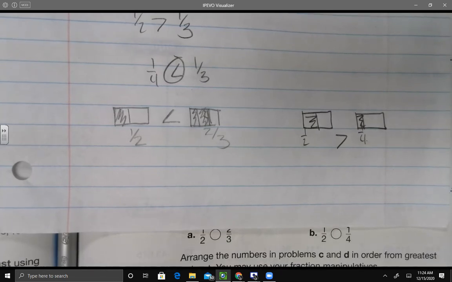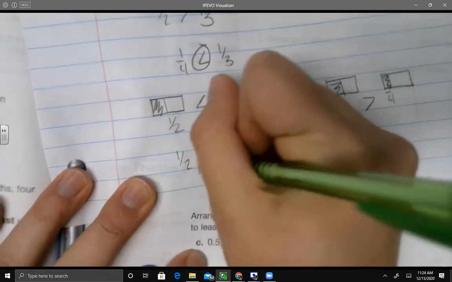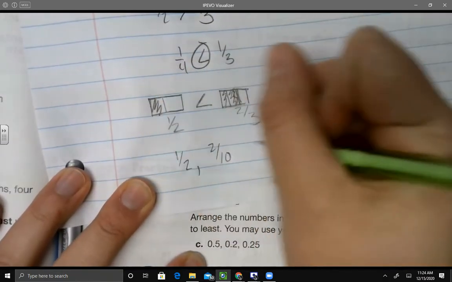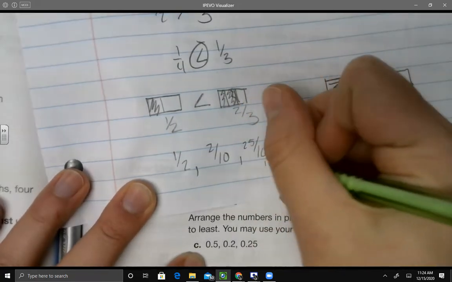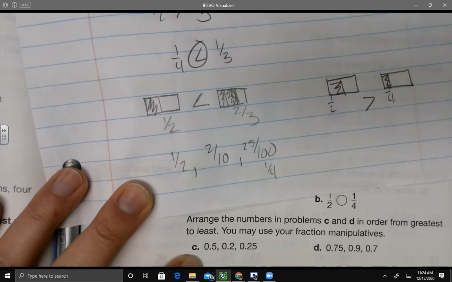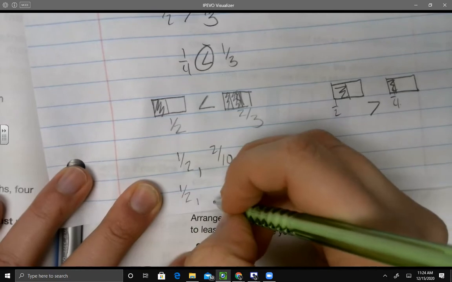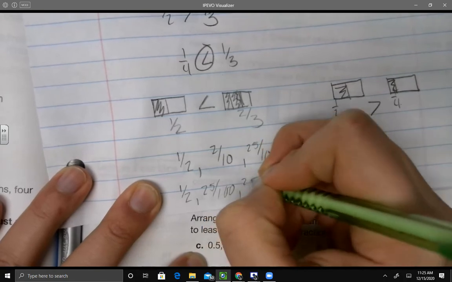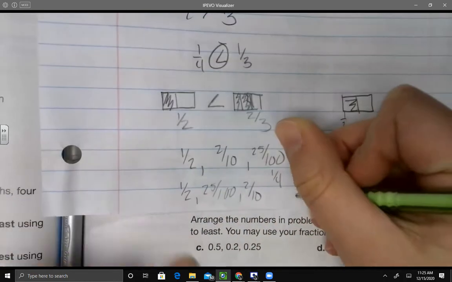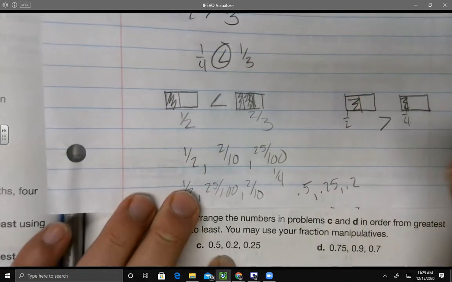Okay, so these you can change into fractions. So 5/10 is the same as 1/2. 2/10, and then we have 25 out of 100, which I'm going to tell you a secret. That's the same as 1/4. All right, so we have these 3 numbers, and we are putting them in order from greatest to least. So 1/2 is going to be our biggest, and then 1/4. So 25 hundredths, and then 2/10. So I would rewrite it how they have it. So 5/10, 25 hundredths, and 2/10.